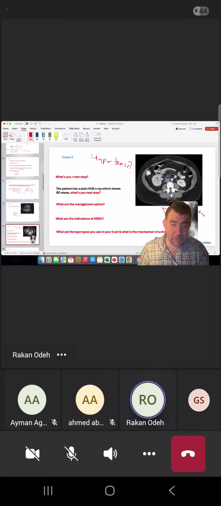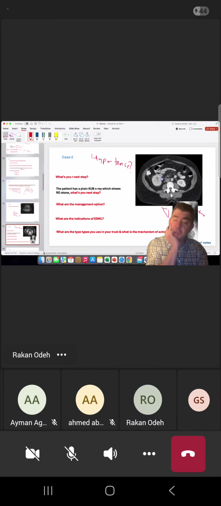So I'm talking about the site, right or left. What's the site of the stone? So there is no mark to see the relative left, but it seems to be the left side. Okay. Fine. So the patient has a plain X-ray which shows a radiopaque stone. What's your next step here?